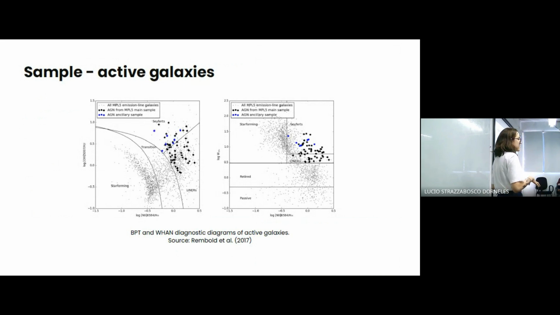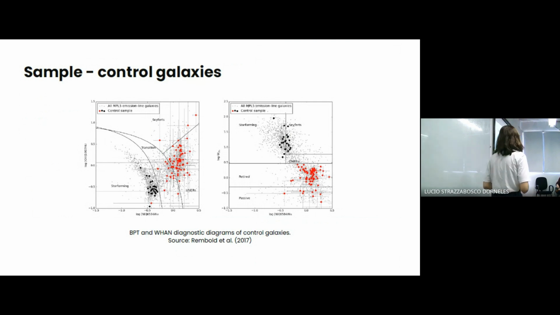We classify galaxies as being active or inactive using the BPT and the WHAN diagnostic diagrams. The BPT uses the line flux ratios of the emission lines O3 to H beta and N2 to H alpha to classify the galaxies, and the WHAN diagram uses the equivalent width of the emission line H alpha and N2 to H alpha. So for a galaxy to be classified as active, it needs to be in the Seyfert or LINER region in both diagrams. It means that it needs to be in the AGN region.